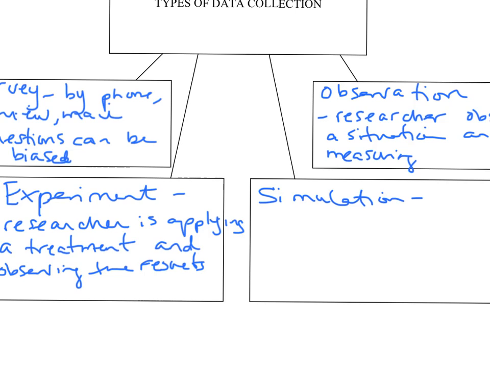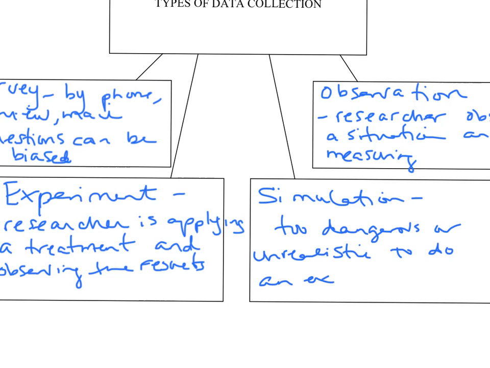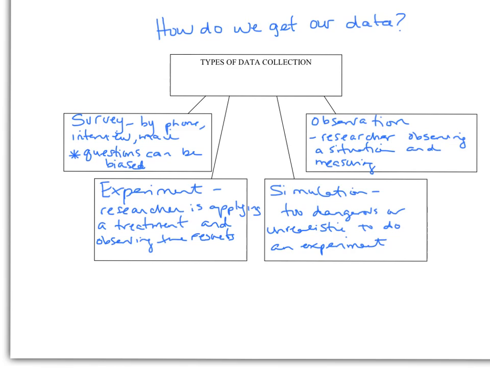Okay, so this would be too dangerous or unrealistic to do an experiment. Okay, if I wanted to see what is the effect of a certain virus if it were to get into the United States, you know, coming from a handful of people from a different country, and they came over, and I wanted to see how fast it was going to spread. I don't want to do an experiment to see that. I would simulate the actual effect of the virus being spread. Okay, so those are the different ways that we can get our data.